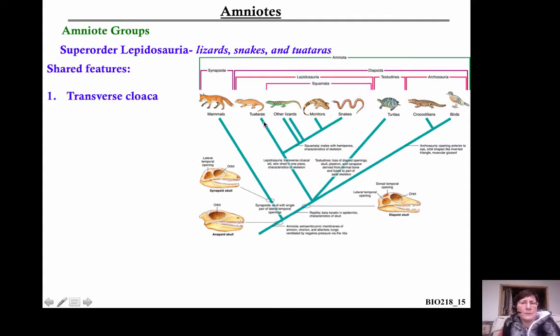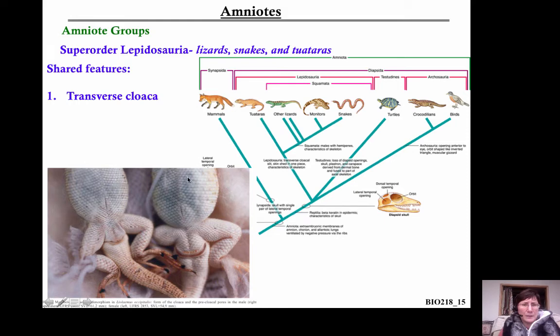So let's first talk about the features that all of them share. The first is a transverse cloaca, and I'm showing you a picture here. Here are some lizards, and here is what's referred to as their vent. And just inside the vent is the cloaca.